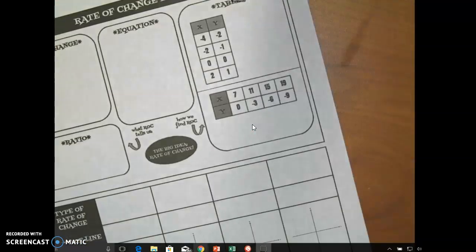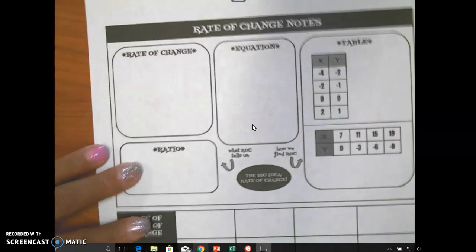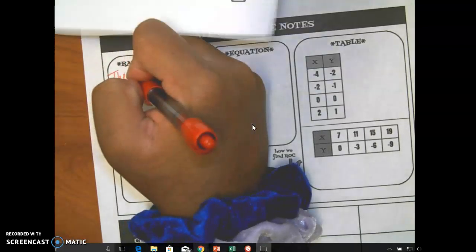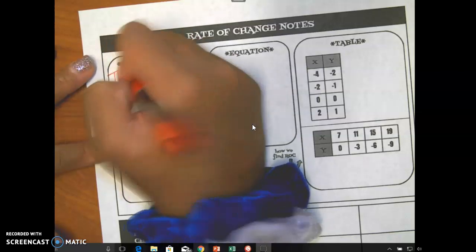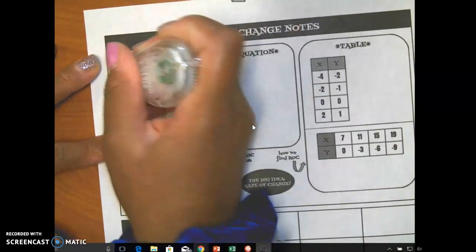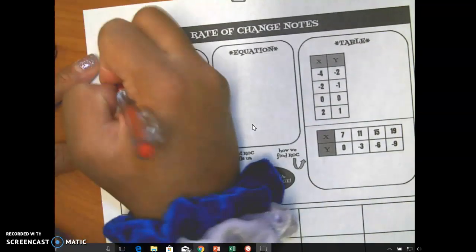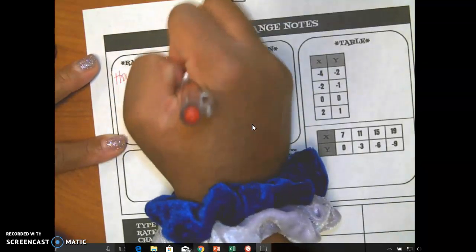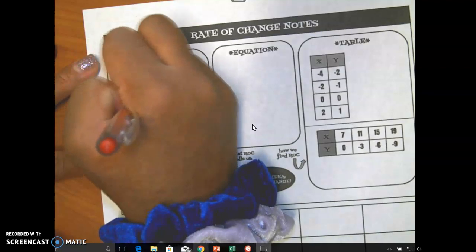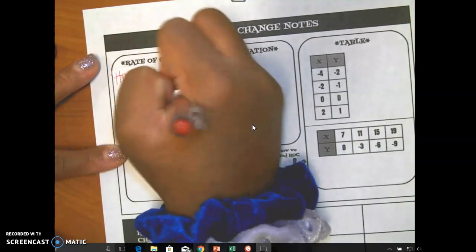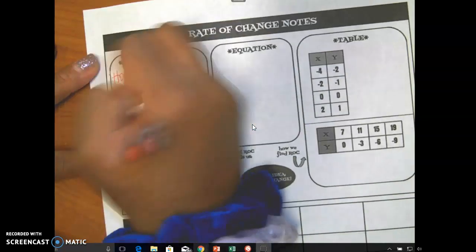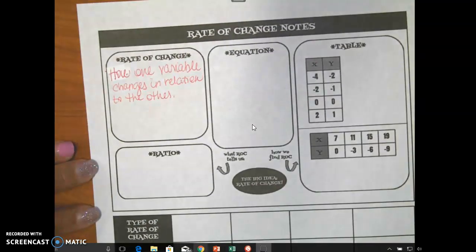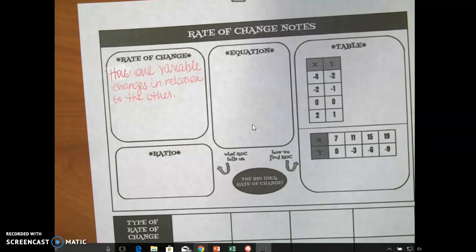All right, now inside your notes, a rate of change is how one variable changes in relation to the other.